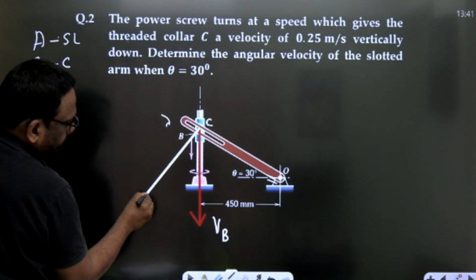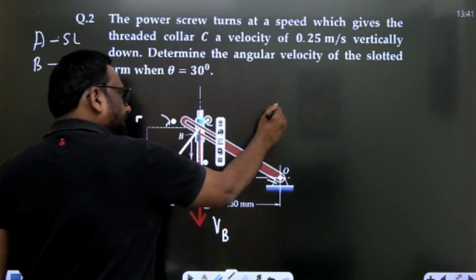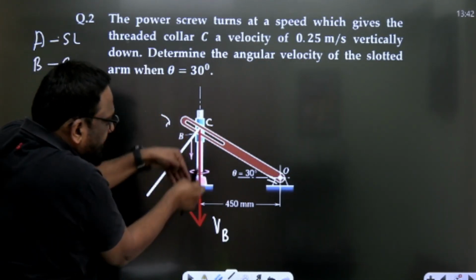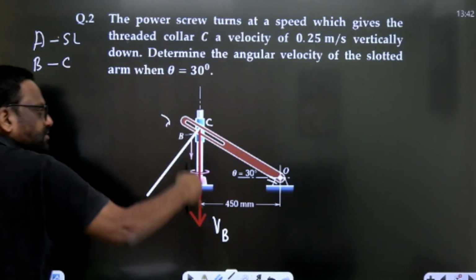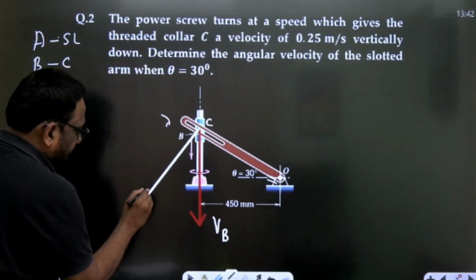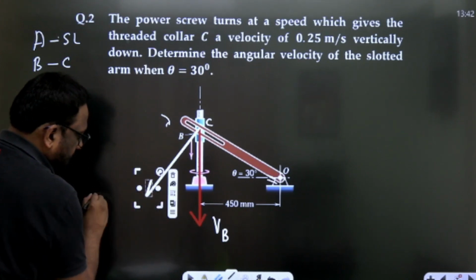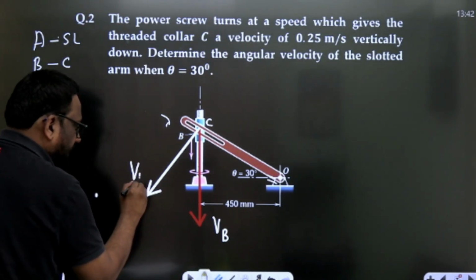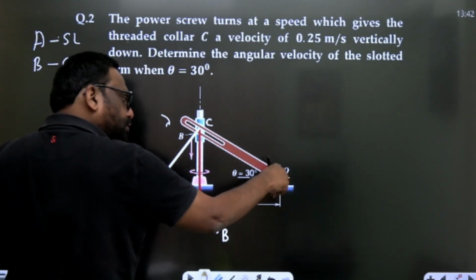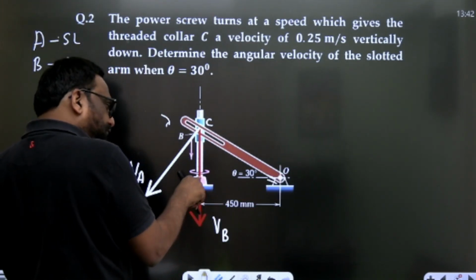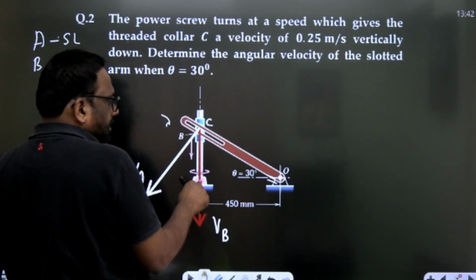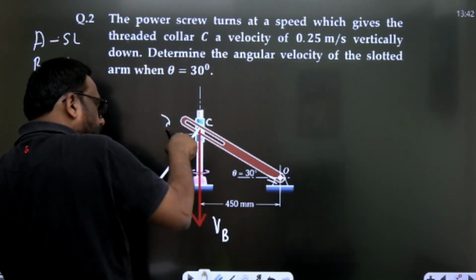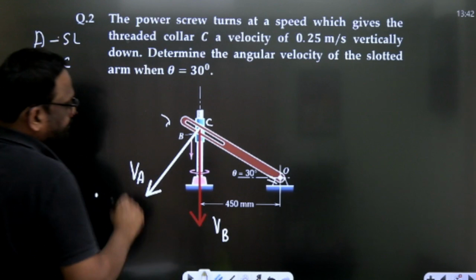Very good. Because it is rotating, when this comes down, see when it comes down, this will rotate like this, therefore I am writing like this. What is this, sir? It is velocity of A. Why is it absolute? Because with respect to O, with respect to this fixed power screw, the collar is moving. So therefore this is the absolute velocity of B.